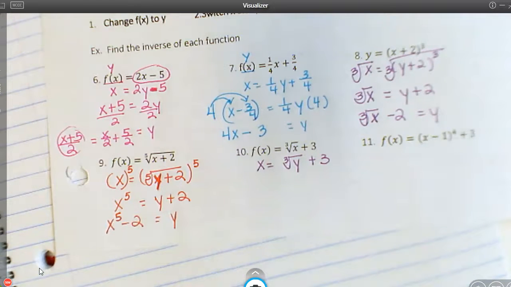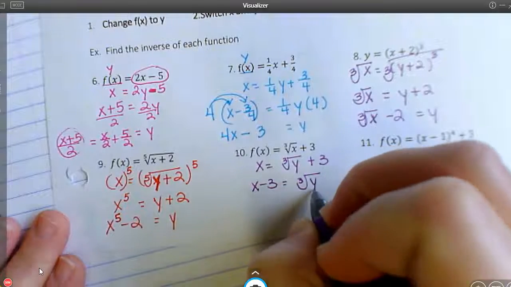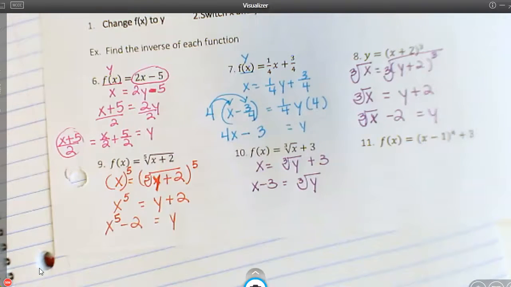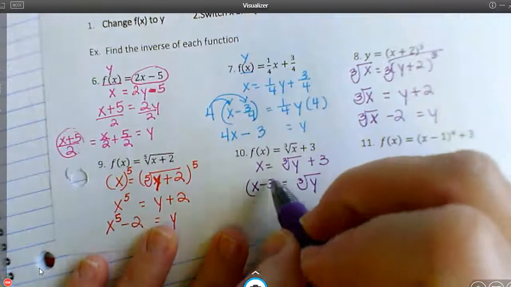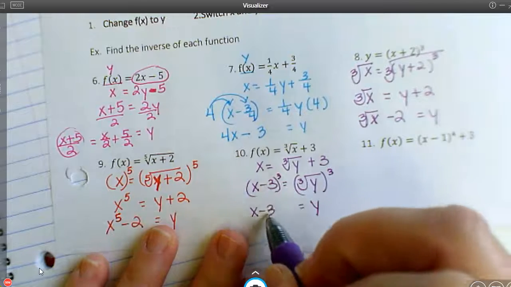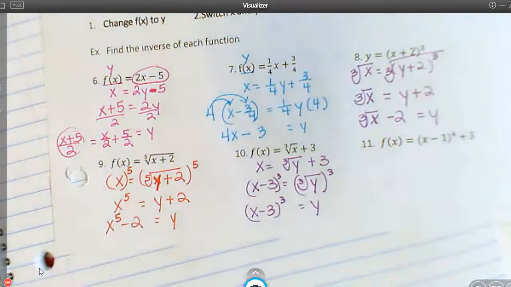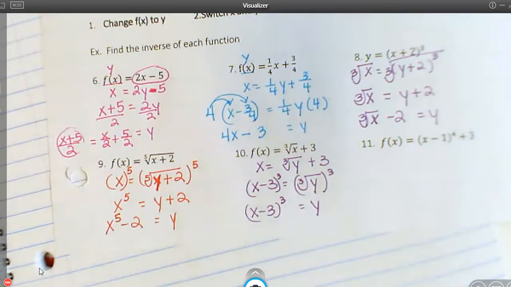What I meant on this problem is, you see how the cube root is not over the 3? I need to move the 3 first so that I can get the root by itself first, so the order matters. So I'm going to subtract 3 on both sides. And then I want to get rid of the cube root. Okay, I want to raise both sides to the 3rd. And that will give me x minus 3 to the 3rd, because when you do a root and a power, it makes itself go away.